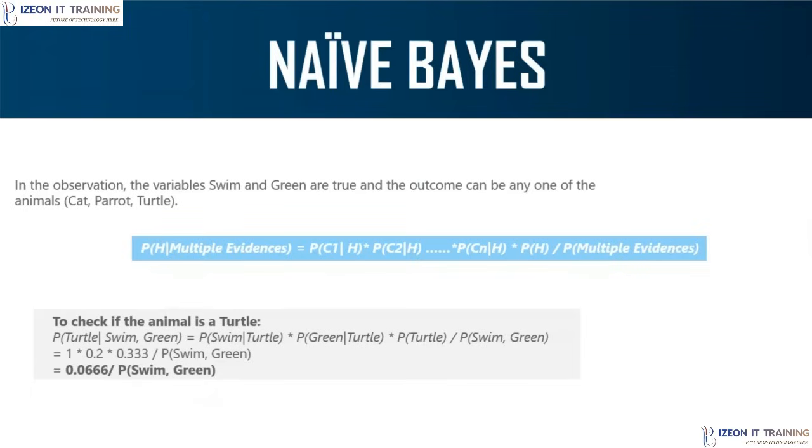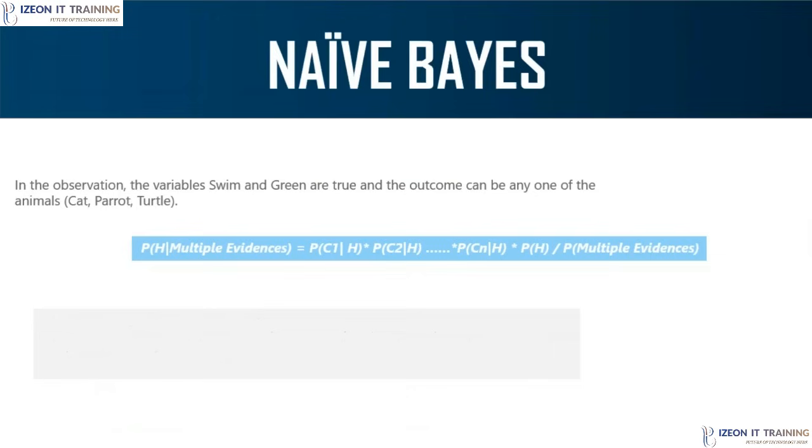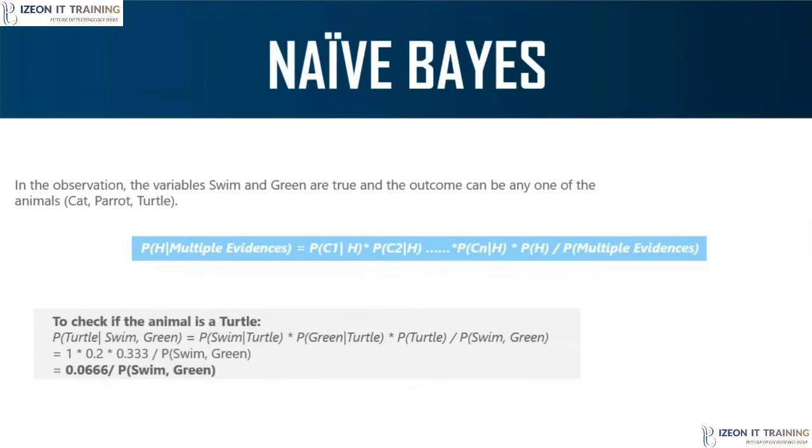Okay. Now for these calculations, the denominator is the same, right? The value of the denominator is the same, and the probability of it being a turtle is greater than that of a parrot, right? So that's how we can correctly predict that the animal is actually a turtle.